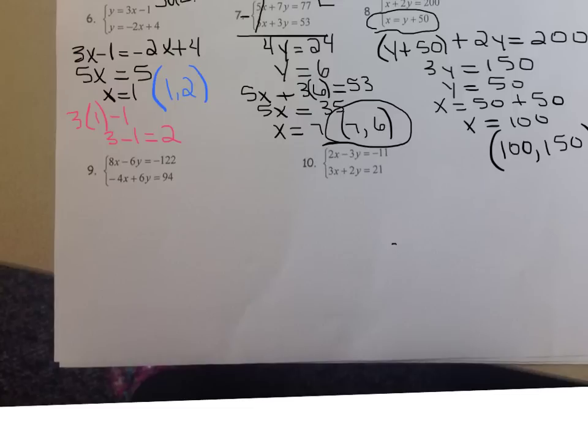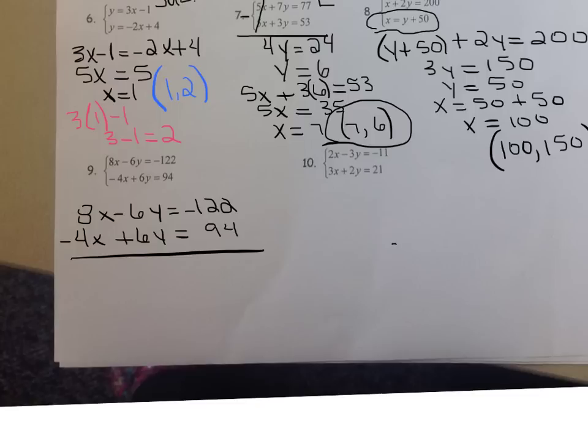Okay, number 9. If you look at number 9, you will see that your coefficients for y, they're the same, so you need to use elimination. You also know to use elimination because our two equations are written in standard form. So I'm going to rewrite my equations. 8x minus 6y equals negative 122. Negative 4x plus 6y equals 94.